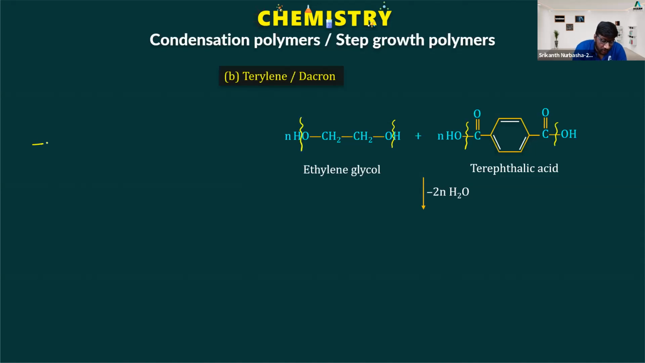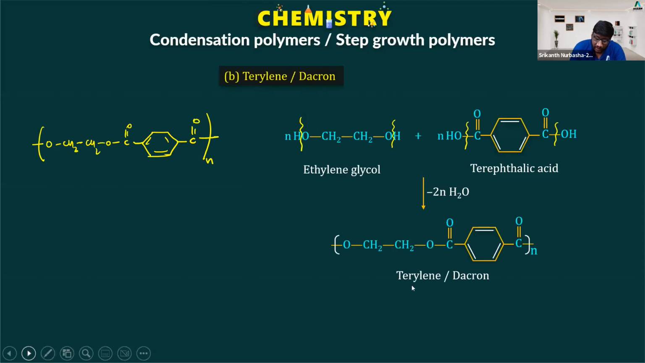You are going to have this type of polymer: O CH2CH2 O C double bond O, with just the position of the group changed, and you have C double bond O. This is repeated n times. Ethylene glycol reacted with terephthalic acid to form the respective terylene or dacron. It is also a polyester.